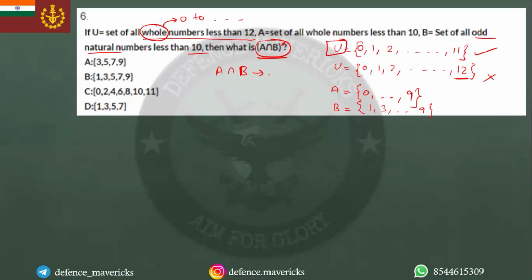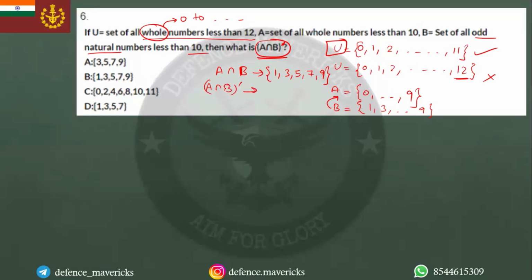So what is A intersection B? So what is the intersection of these two? B is entirely there in A. So A intersection B will be simply B, yani ki all these elements 1, 3, 5, 7 and 9. This is your A intersection B.